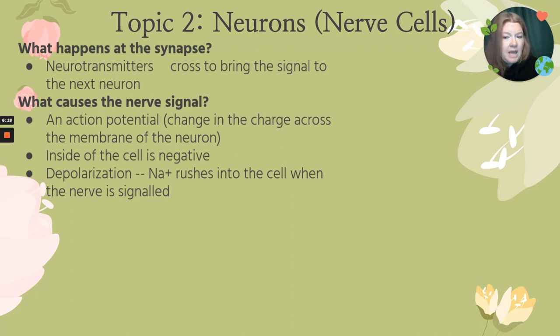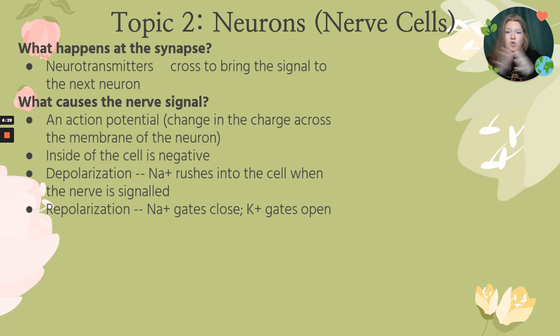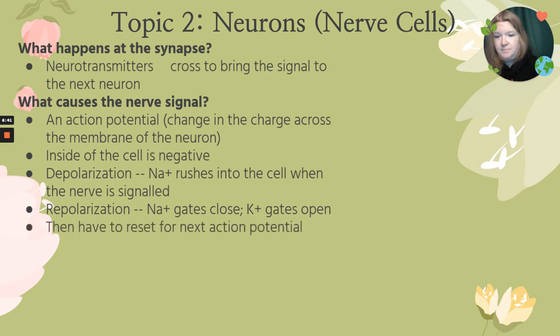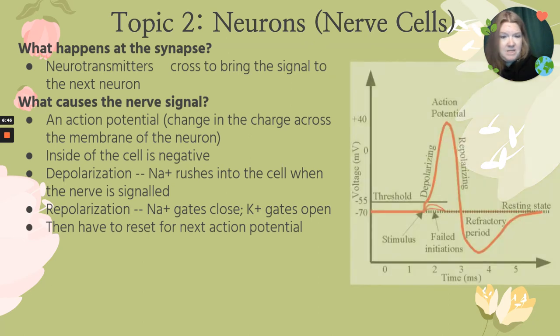Now, at first, this may be slow, and the nerve cell may not reach threshold. If it doesn't reach threshold, the nerve doesn't respond. But once threshold is reached, the Na channels open wide, and all of them open and let the depolarization happen. And then repolarization is the Na gates close and the potassium open, and the charge gets reestablished. Then the neuron has to reset for the next action potential.